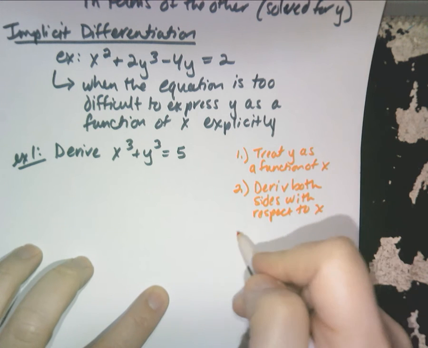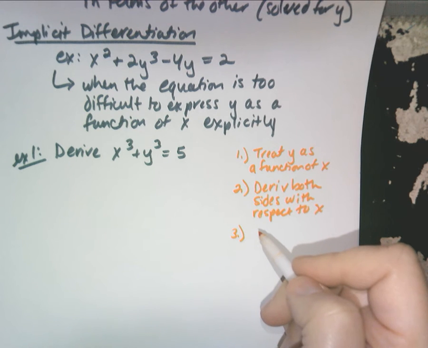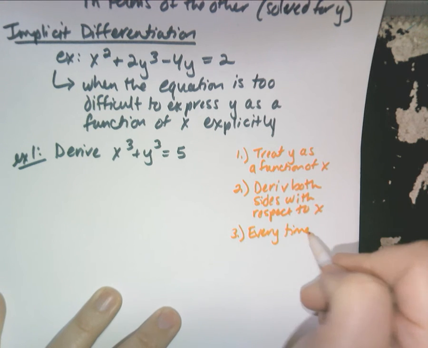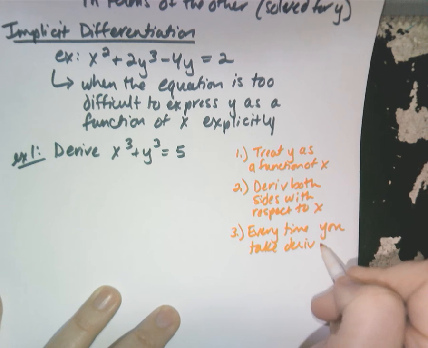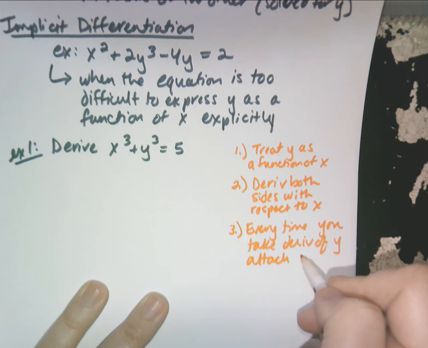And what that attachment is, you could call it y prime. In the past, I've had students call it y prime, but unfortunately to me, that looks like y to the 1 sometimes. So I actually changed notation on you this time. So here's what I want you to do. Every time you take a derivative of y, attach dy/dx.